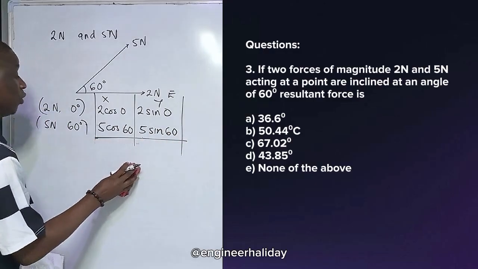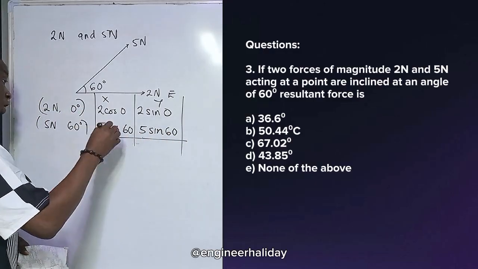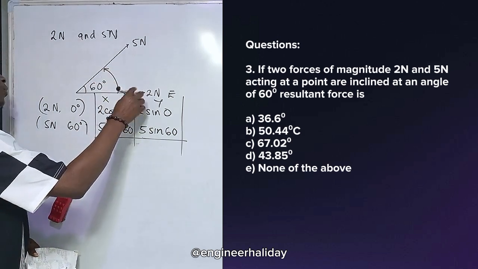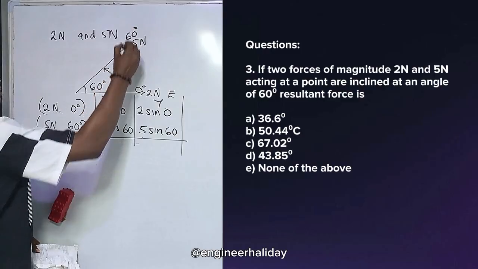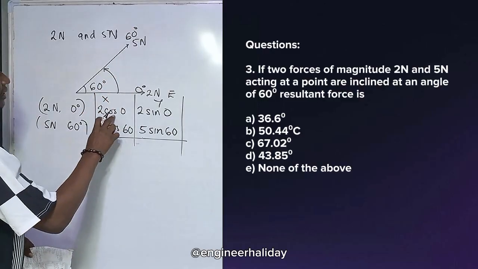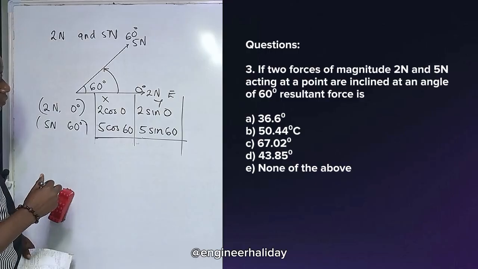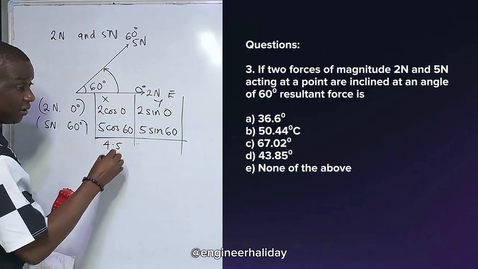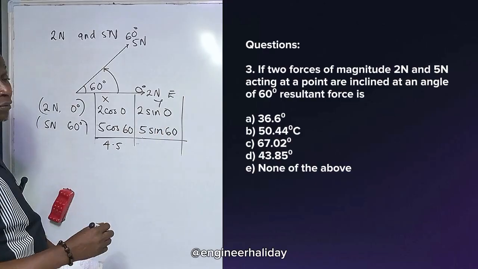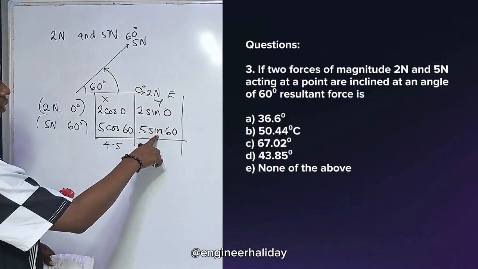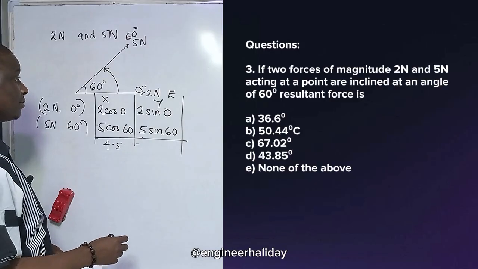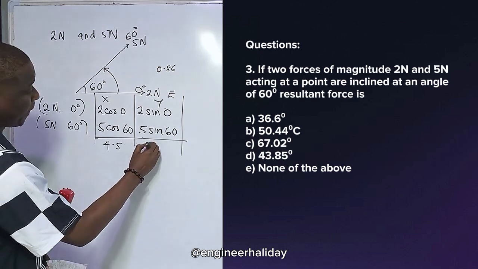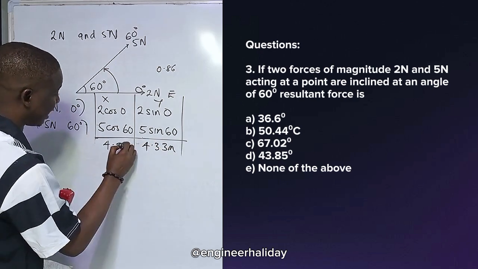If you resolve it, your x will be cosine and your y will be sine, so you are rotating anti-clockwise. If you add them together, x is 2 plus 2.5, which should be 4.5. Press the calculator: sin 0 is 0, and 5 times 0.86 is 4.33. Excellent.